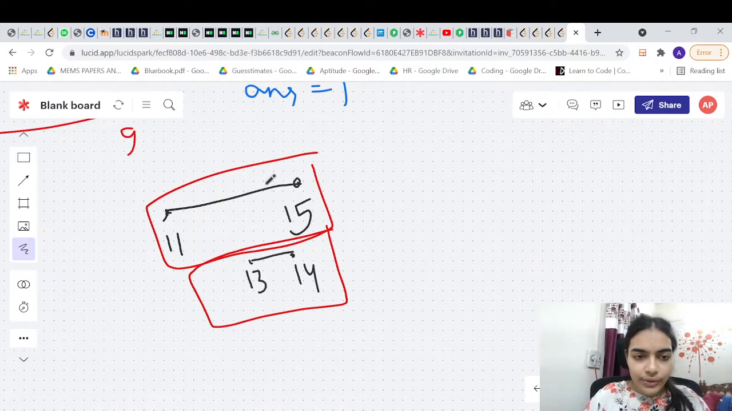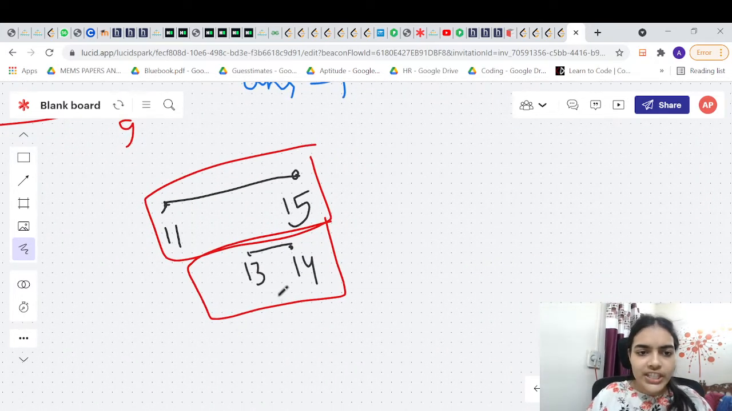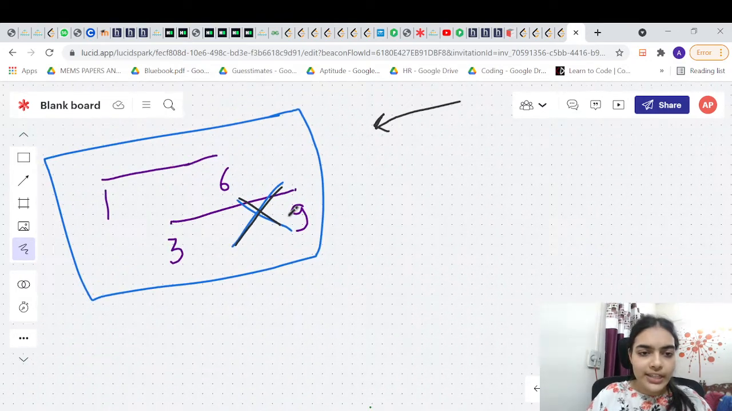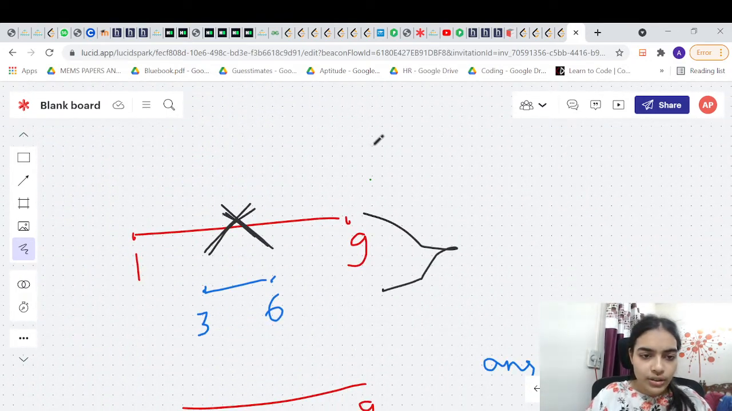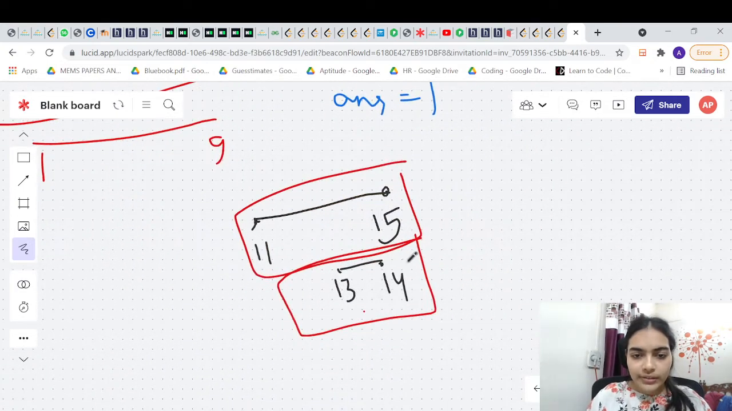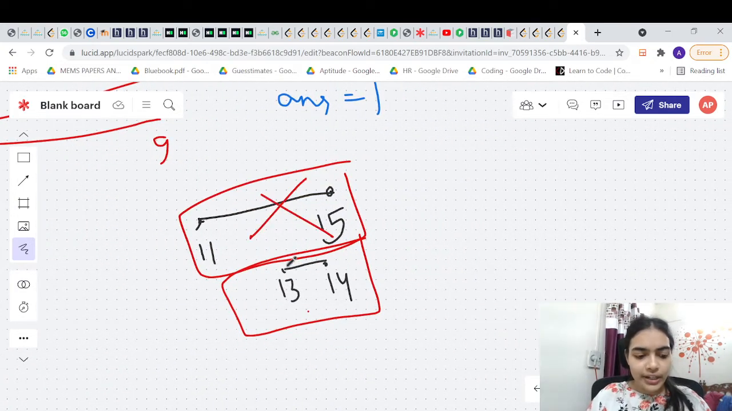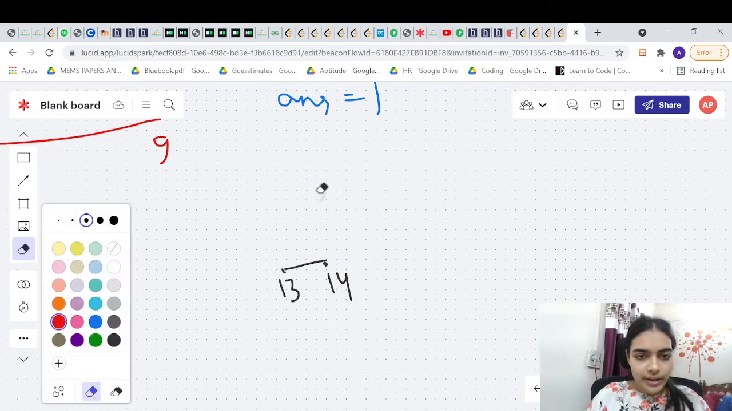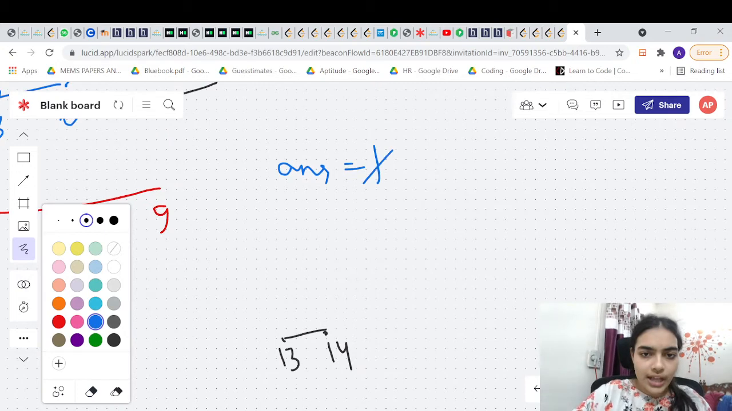In this case what will you do? In this case, which interval will you delete? This will fall under this case, right? This will fall under case 2, this case. Okay, this is similar to this case. So what will you delete? In this case you will delete this particular interval. Okay, you will delete the first interval. So let us delete this interval and let us go forward. So in this case answer will be 2.